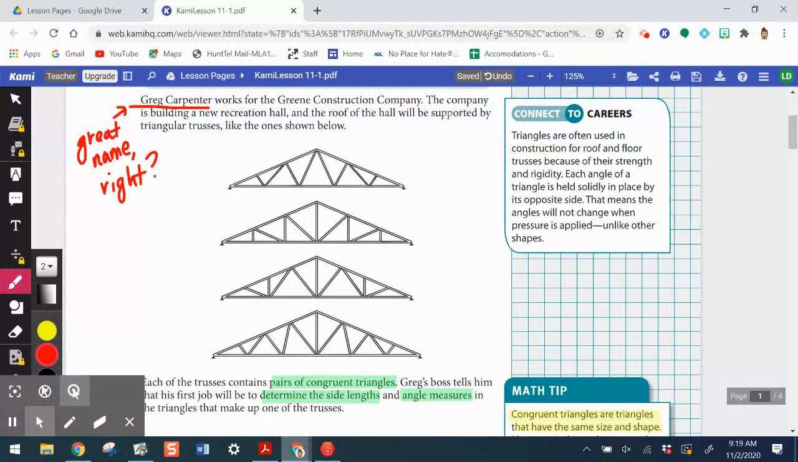So hopefully you've kind of uncovered the scenario here. Greg Carpenter, what a great name, works for a green construction company. The company is building a new rec hall, and the roof of the hall will be supported by what's called triangular trusses. If you're not sure what a triangular truss is, I kind of pulled up some images here.